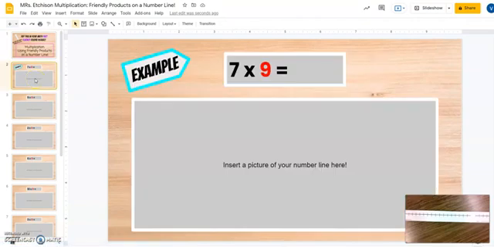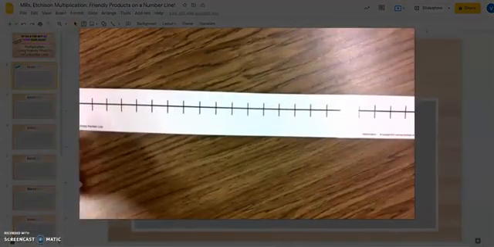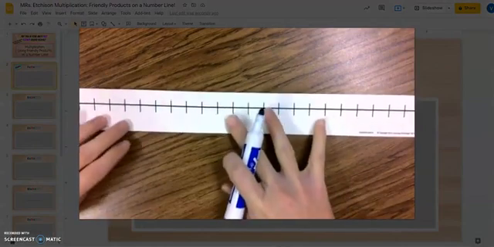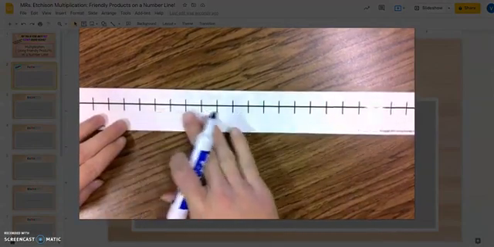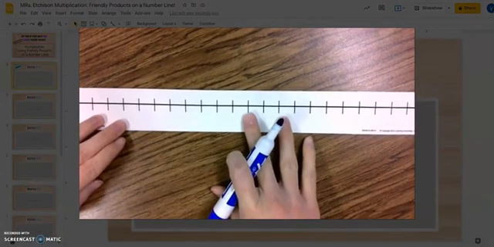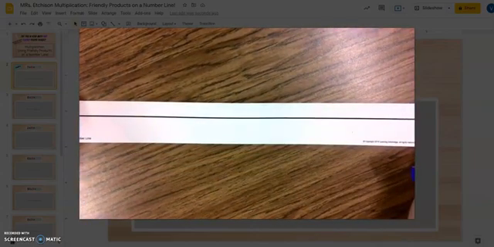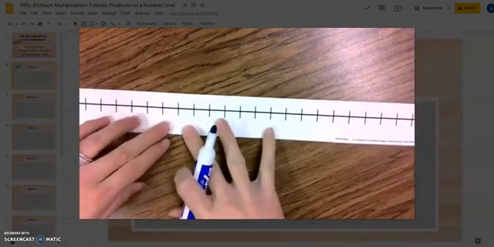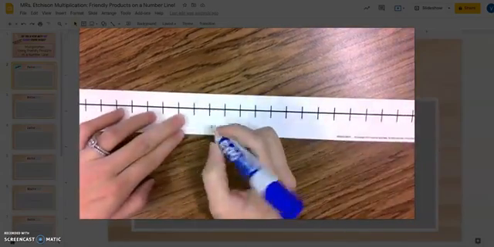So for my example, I am going to complete 7 times 9, but I'm going to make it a friendlier product by using that multiply by 10 minus 1 set strategy. So on my number line, I have a couple of ways I can do this. I could use this side that already has those hash marks labeled for me, and I could put my numbers underneath, or if I wanted to, I could flip it over and use the blank number line side and make my own marks. It's totally up to you. I'm going to use this side, and I am going to begin by thinking about my equation.